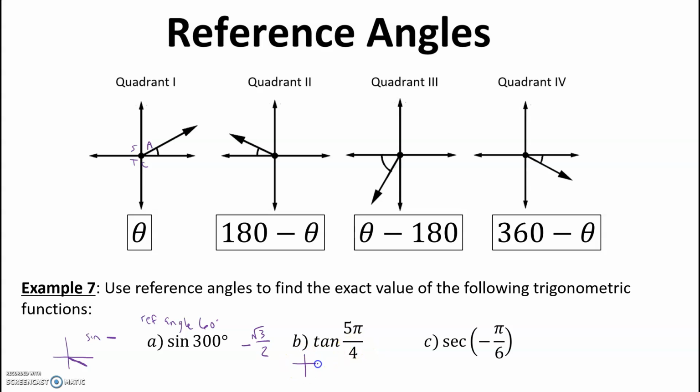Tangent of 5 pi over 4. Again, see where it's located. So this is 0. This is 2 pi over 4, right? Pi over 2. This is 4 pi over 4. And this is 6 pi over 4. So it looks like we're in quadrant 3. So quadrant 3, ASTC, tangent is actually positive. So our answer is going to be positive. Our reference angle is going to be pi over 4, because we're pi over 4 away.